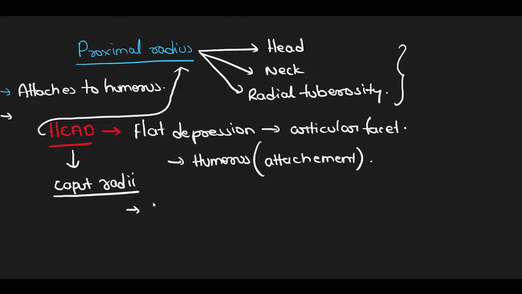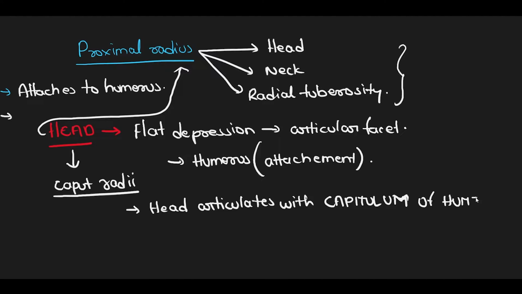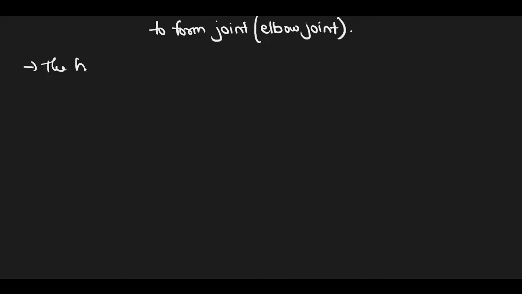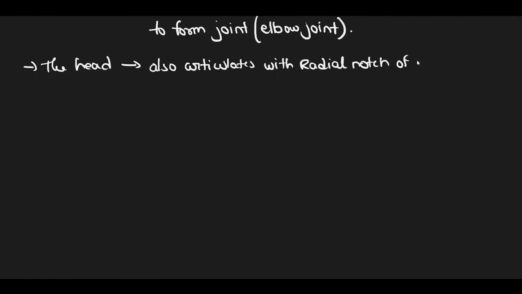So here the head articulates with the capitulum of humerus to form a joint. Note this point. Head articulates with capitulum of humerus to form a joint, that is the elbow joint. And the head also articulates with the radial notch of ulna. So guys, don't be confused here. Radial notch of ulna, not the ulnar notch.